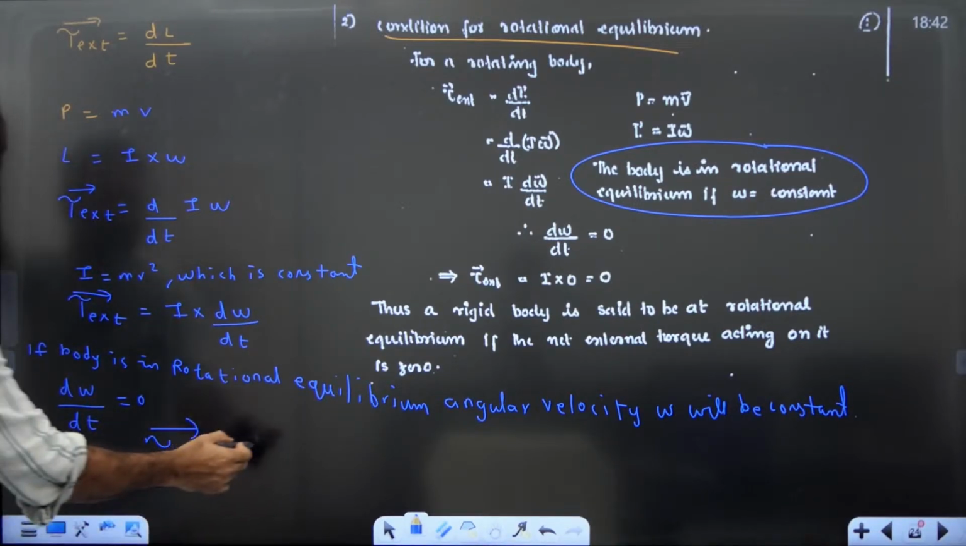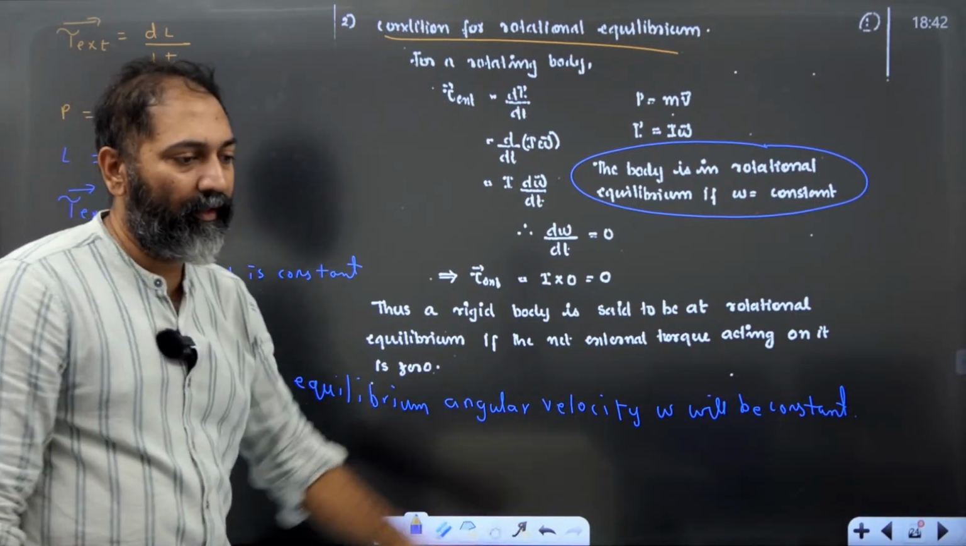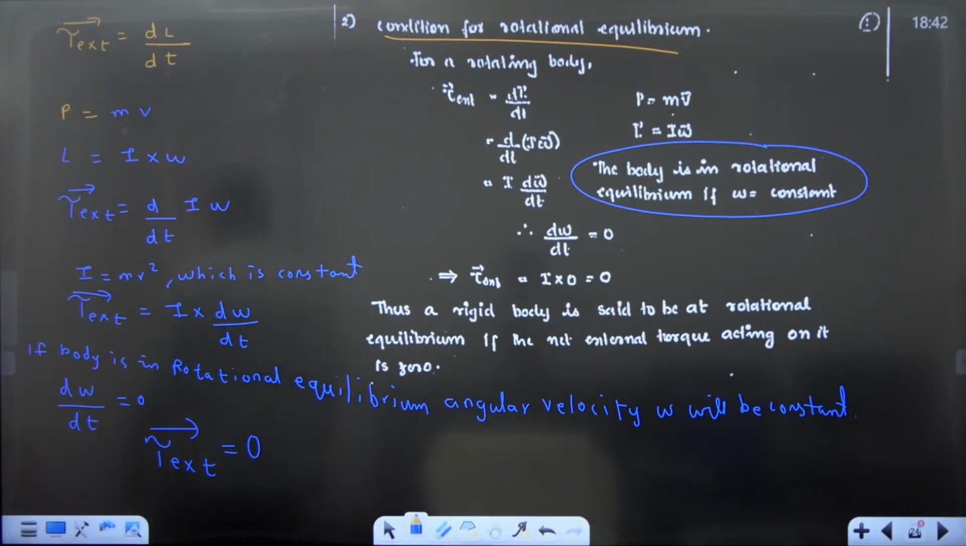So if a body is in rotational equilibrium, the external torque acting on it is 0. Any doubt? I had to complete this because you were not aware of moment of inertia. That's why I explained moment of inertia and came back here. Any doubt?